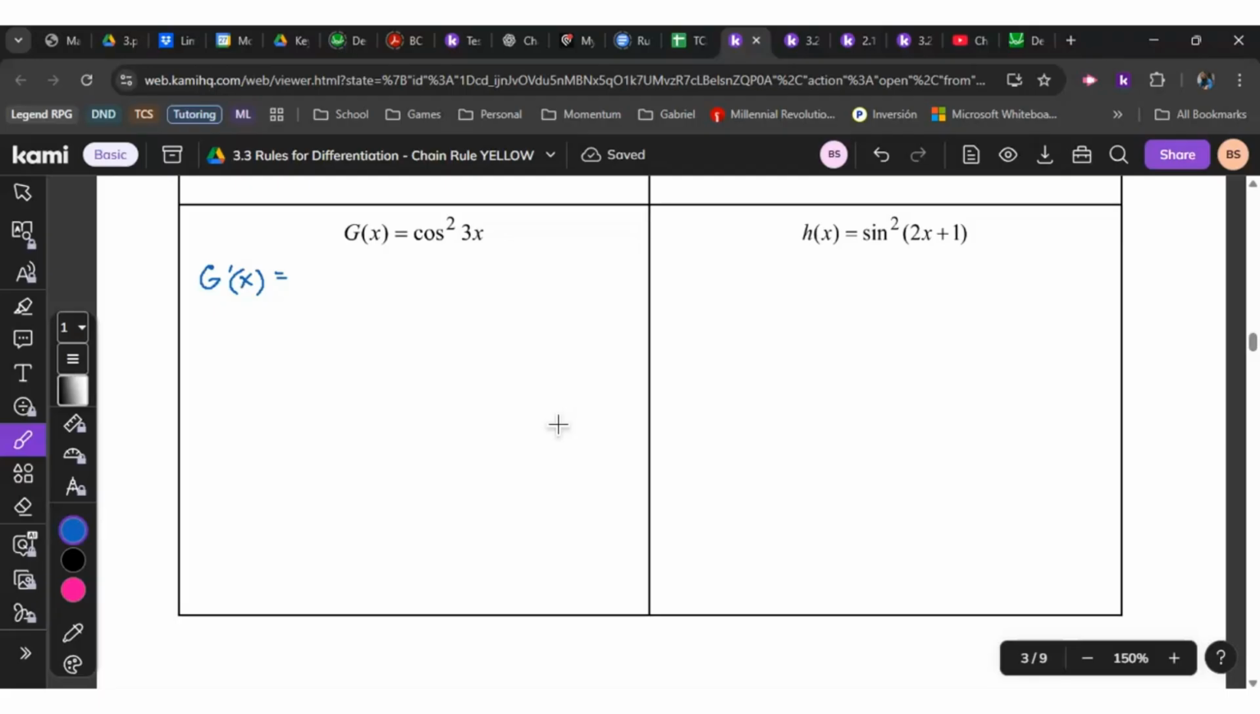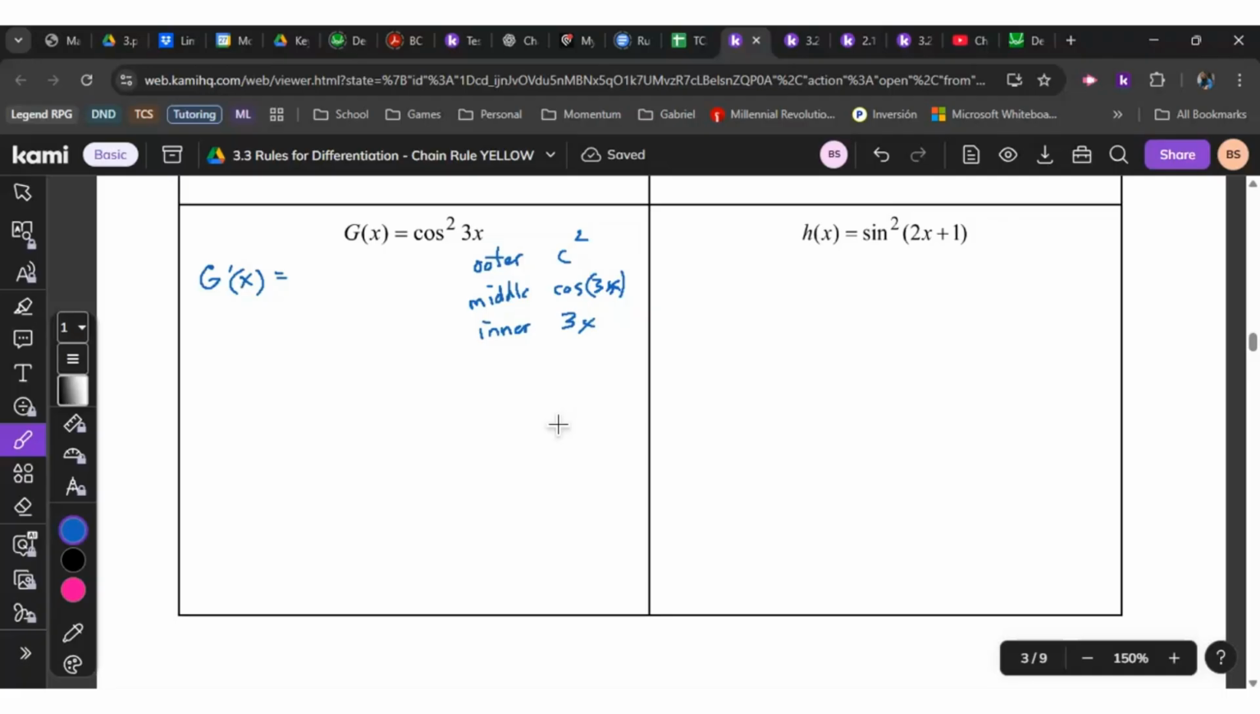So if we look here, what is the outermost function? It's something squared, right? So we'll just call it c squared. Now, what is the middle function? Cosine of 3x. What's the inner function?